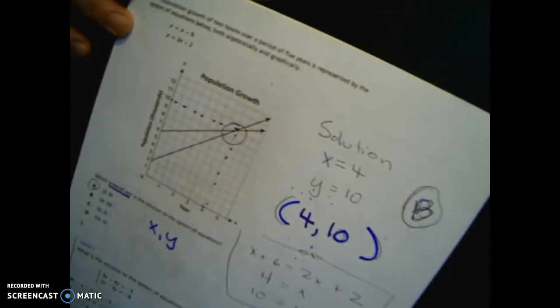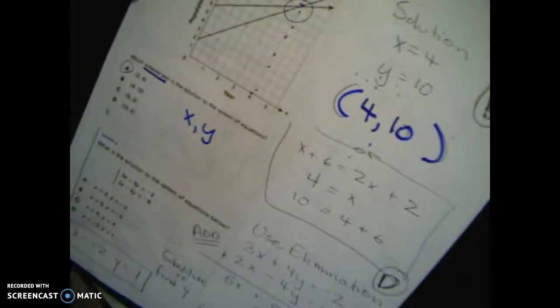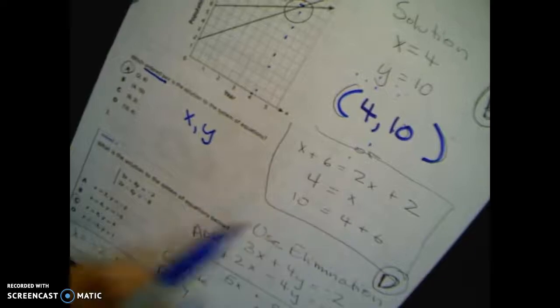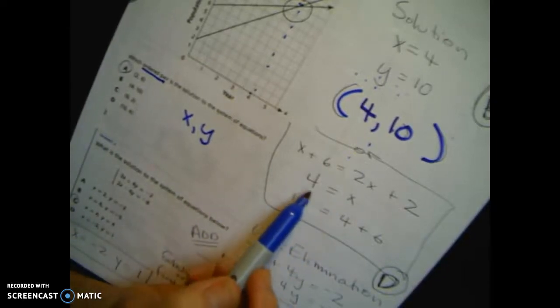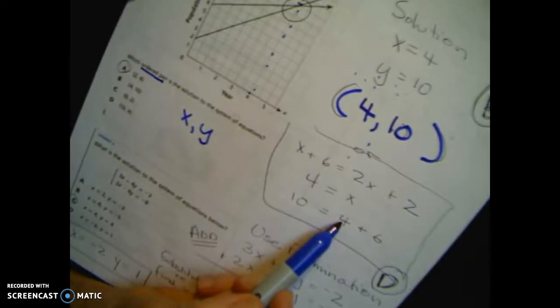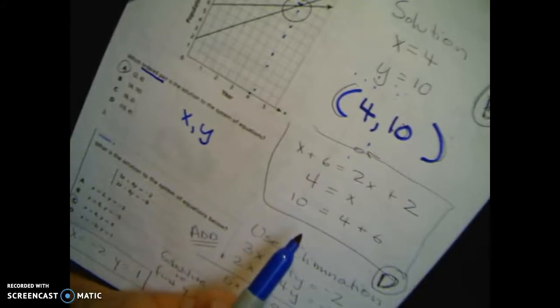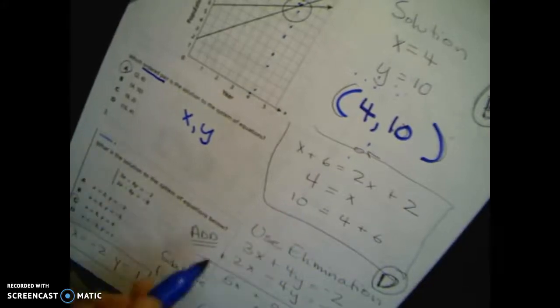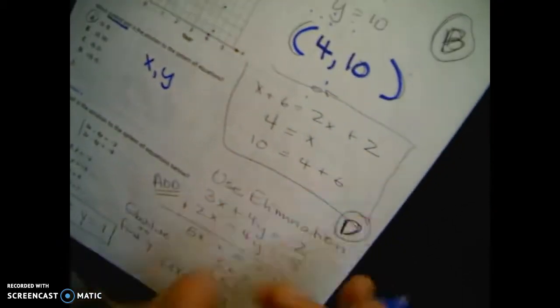If that had not been so easy to see, an alternative way of demonstrating this would be to set the two equations equal to each other. If you set the two equations equal to each other, you would find that x is 4, substitute 4 in the other equation, and you would find that y is 10. So either way will get you to the correct answer choice, 4 and 10, which is B.